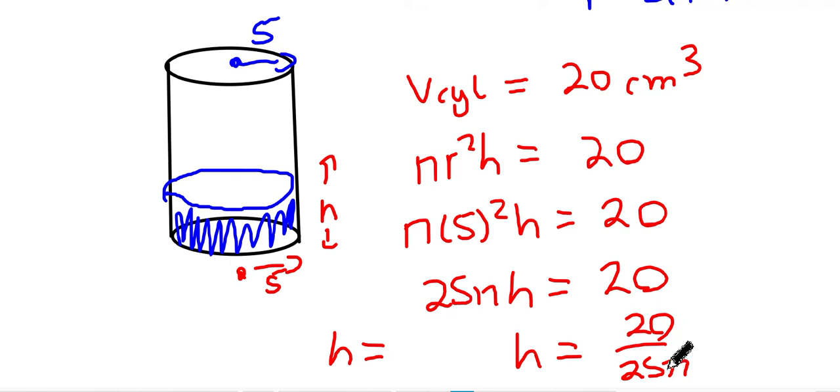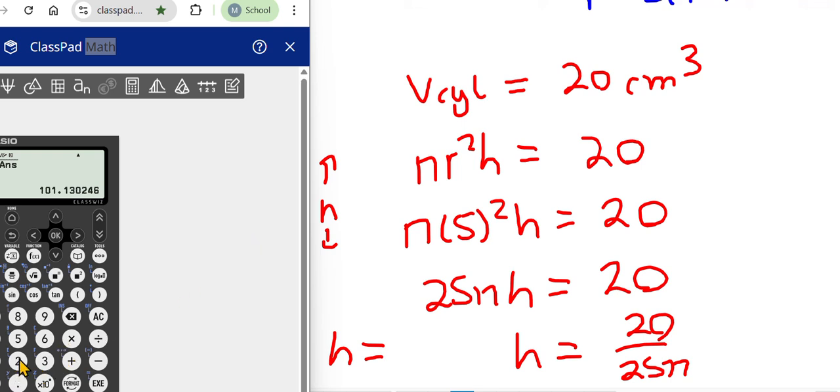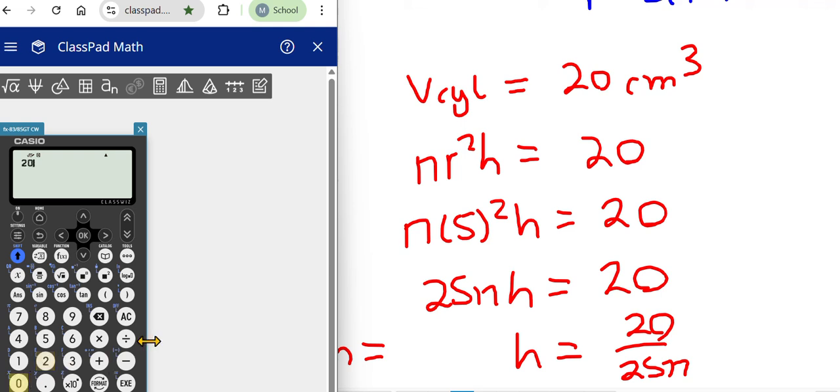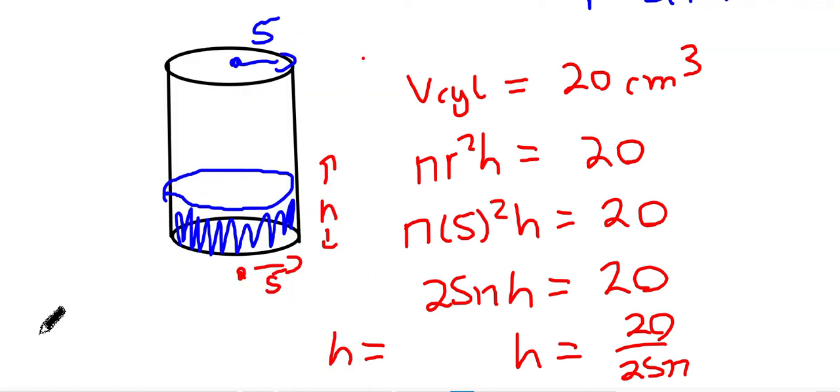Including the pi though. So, if I move this over anyway, it's 20 divided by 25 pi. And the pi button is shift 7. It comes to 0.25465. Now, that's how high I go up in 1 minute.